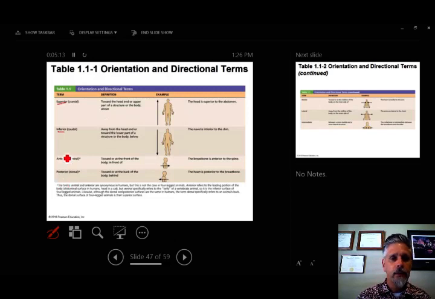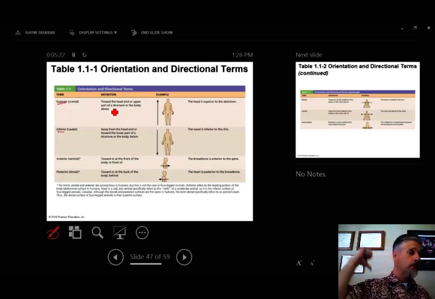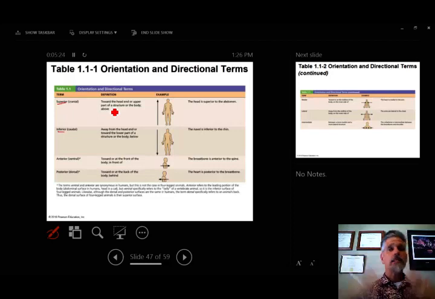Now, anterior and posterior. Anterior and posterior basically means front and back, right? So anterior and posterior, that's my posterior. I got my posterior kicked, and this is going to be the anterior on this side, okay?